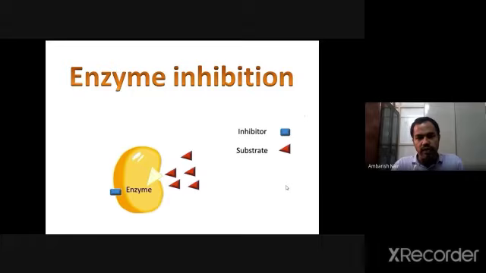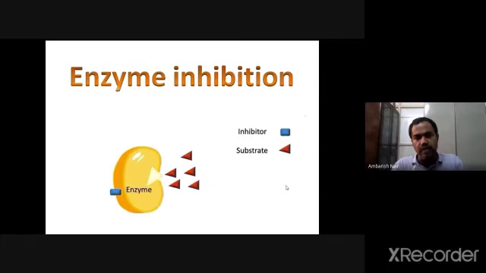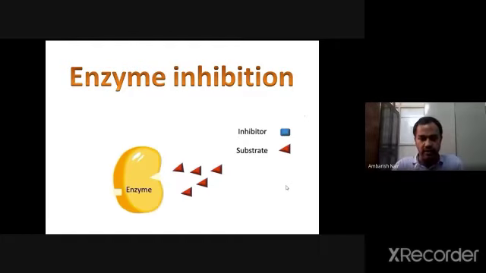So there are two mechanisms you can see. When substrate binds, the product will form, but when inhibitor binds, substrate cannot bind to the active site. That is the active site where the red things are binding. Blue is the inhibitor, where it is binding. That means when inhibitor binds, enzyme cannot hold the substrate. That means enzyme cannot form product.